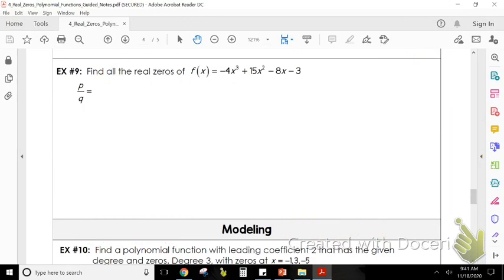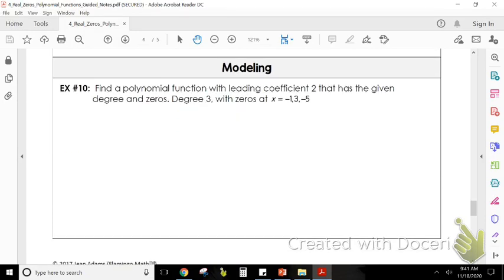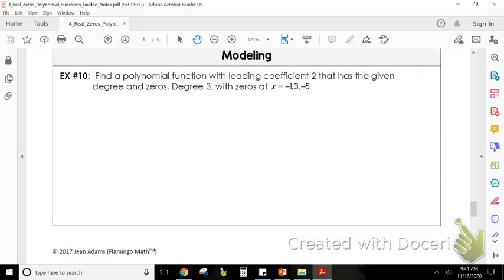All right, so moving on. Number 10 says find a polynomial function with a leading coefficient of 2 that has a given degree and zeros. The degree is 3 with zeros at -1, 3, and -5. So they told me the degree is 3. What does that mean? Well, one thing is it means I should have 3 zeros, and I do. It means I will have 3 factors, one for each zero. And it means that when I write this out in polynomial form, my largest exponent is going to be x to the 3.